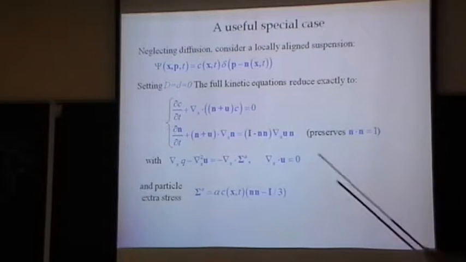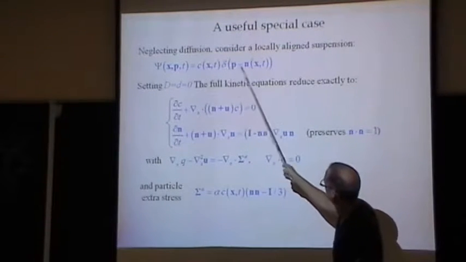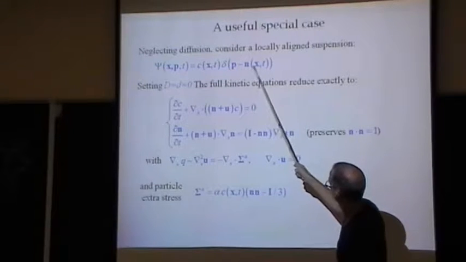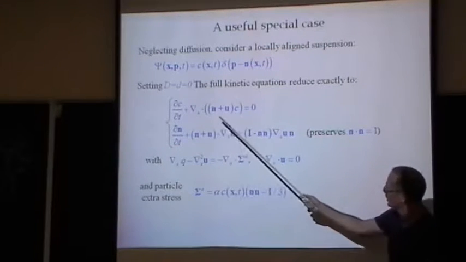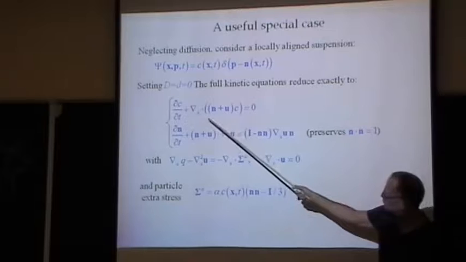Okay? So a distribution in P now is just this delta function in some direction n. Shove that into the kinetic theory and you can do an exact reduction to get PDEs for this local concentration and for this local swimming direction. Does that make sense? Okay. You can even answer the second question. And here's what you get.